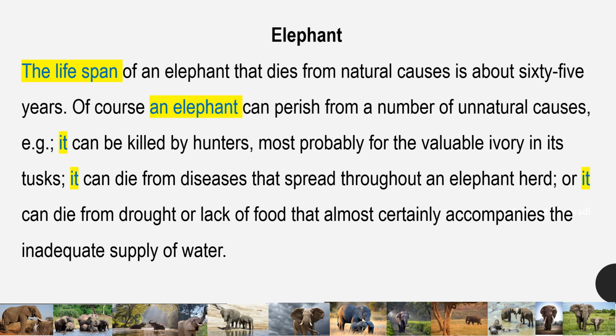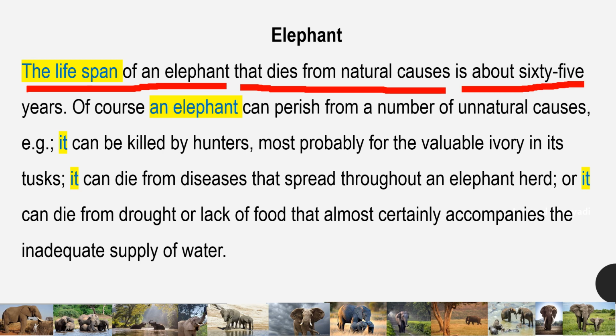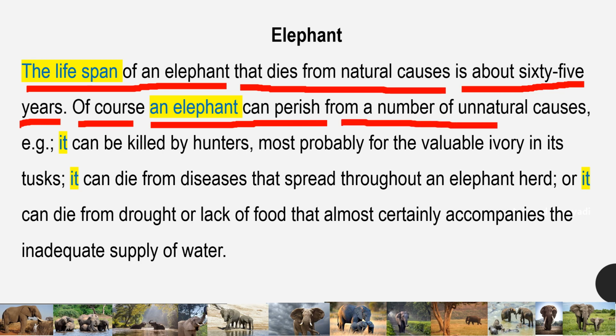Elephant. The lifespan of an elephant that dies from natural causes is about 65 years. Rentang usia seekor gajah yang mati karena sebab-sebab alami kira-kira 65 tahun. Of course, an elephant can perish from a number of unnatural causes. Tentu saja, seekor gajah bisa mati karena beberapa sebab non-alami. For example, it can be killed by hunters. Misalnya saja, seekor gajah bisa terbunuh oleh para pemburu. Most probably for the valuable ivory in its tusk.